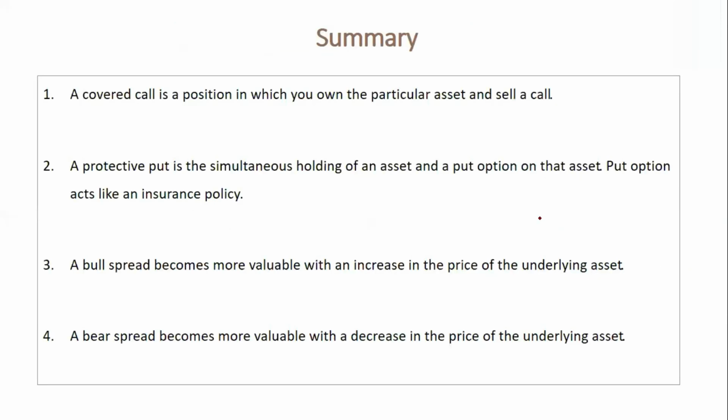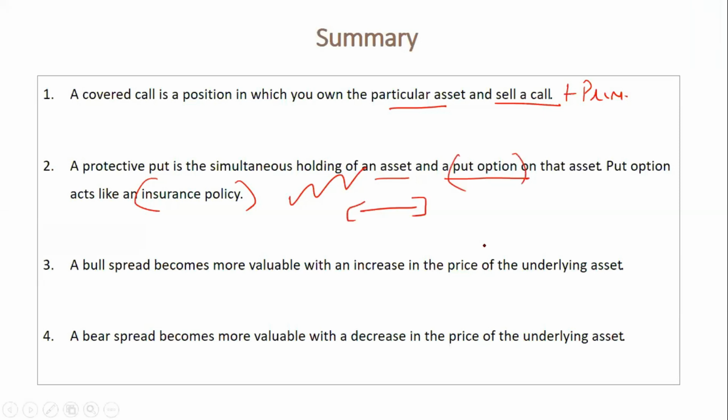Okay, so in summary, a covered call is a position in which you own the particular asset and you sell a call, and you receive premium for it. A protective put is the simultaneous holding of the asset and buying a put option on that asset. This put option works like an insurance policy, so you enjoy the upside, but your downside is limited to the premium you paid for this option. A bull spread becomes more valuable with an increase in price, but a small increase. A bear spread becomes profitable with a decrease in price, a small decrease.